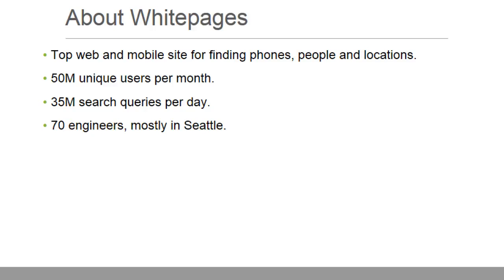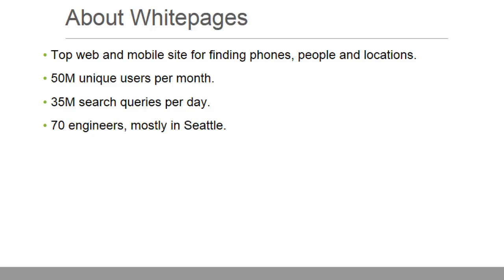We have both a web app as well as a mobile app running on multiple platforms. And typically people come to one of our properties either on the web or on their phones when, for example, they're interested in finding someone they would like to get in touch with, they would like to see who's bugging them on the phone and they have only a phone number, or they want to verify someone's address. So these are all instances of people using our properties.